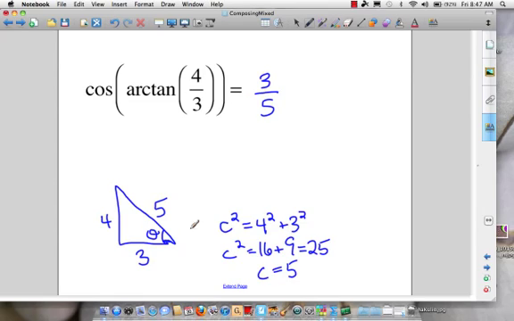So again, the way you can figure these out when it's mix and match is to draw a right triangle and force the angle to have the tangent, in this case, of 4/3. Find the missing side using the Pythagorean theorem, and then once you have all 3 sides of the triangle, you should be able to find any trig function for that angle.